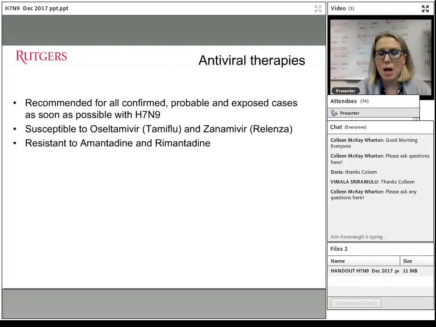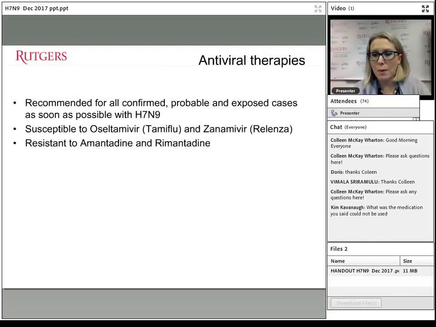And so like I've mentioned, these viruses, the avian influenza viruses, and specifically H7N9 as well, are typically resistant to amantadine and rimantadine. The two antiviral therapies that can be used are Tamiflu and Relenza, which are the trade names, and those are the ones that are really the go-to.